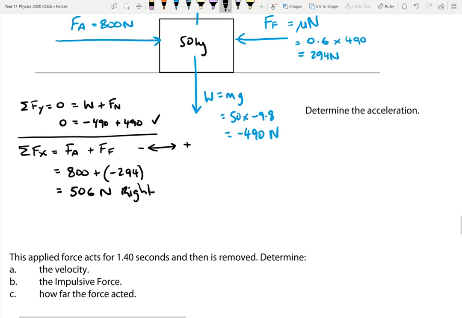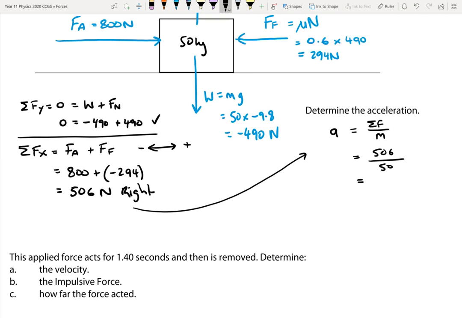As per my diagram, I've assigned right. Then, let's take Newton's second law. We could say that the acceleration is equal to the net force divided by its mass. So a 506 Newton force acts on a 50 kilogram object, and that will cause the acceleration to be 10.012, or, well done, 10.01 meters per second squared.